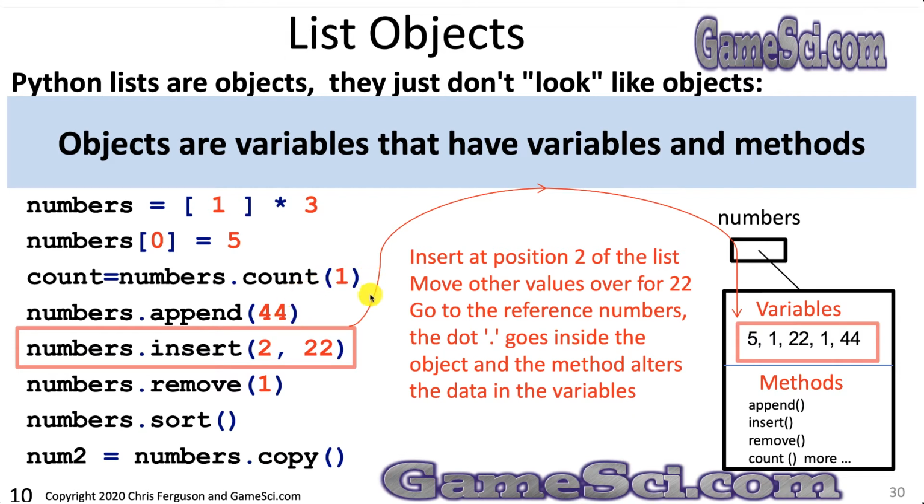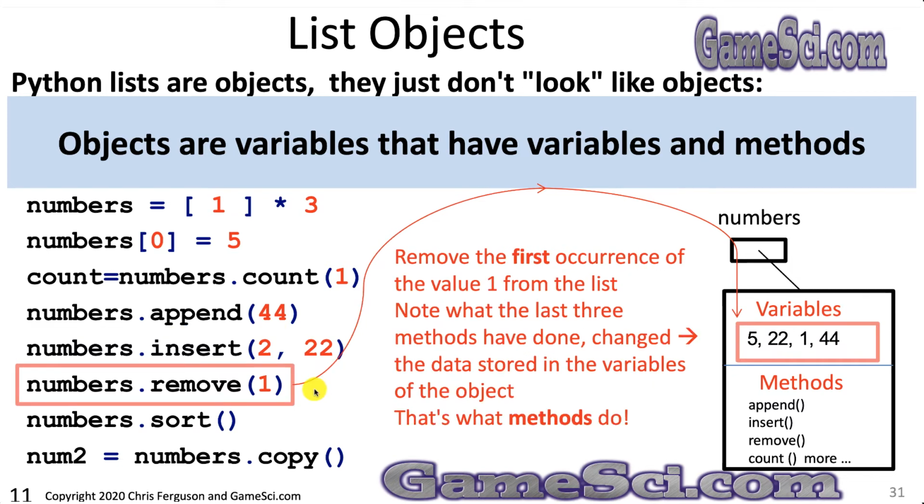Notice what all of these lines of code are doing here. They are changing or accessing this data. An object is a variable with variables and methods. What do you think the methods do? They access or modify this data right here.